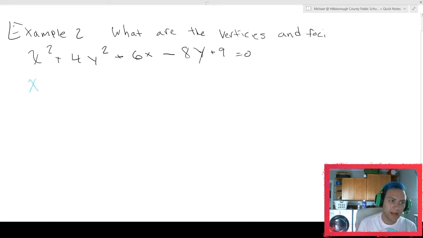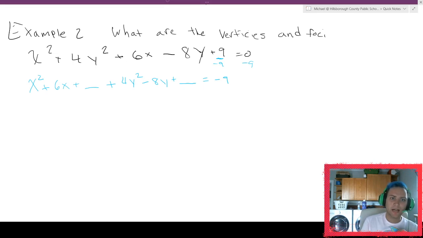So what I'm going to do is put my x's together, so x squared plus 6x plus a blank to complete the square in. And then I'm going to have my y, so plus 4y squared minus 8y plus a blank to complete the square in equals, and then I'm going to take this 9 and move it to the other side by subtracting it. So it equals negative 9, right?